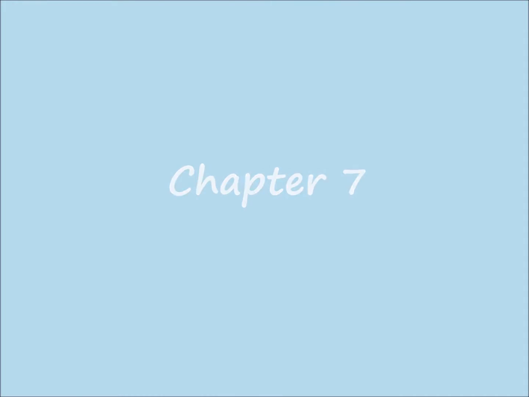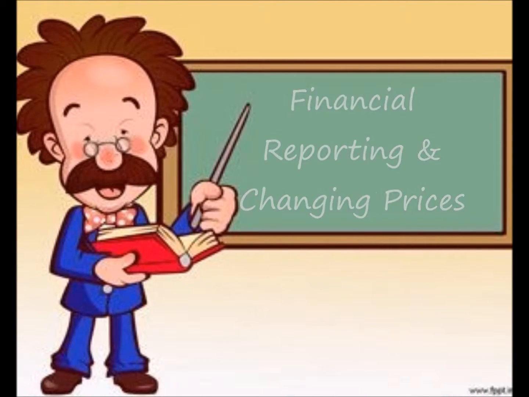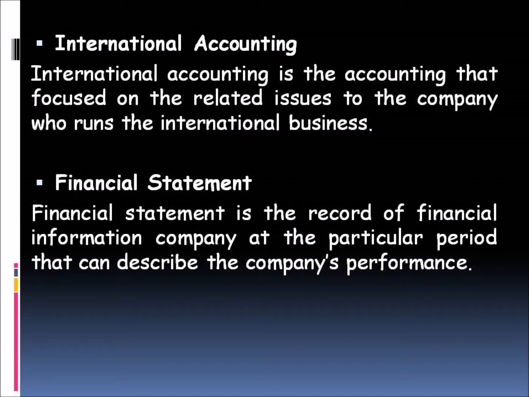Chapter 7 Financial Reporting and Changing Prices. International Accounting. International accounting is the accounting that focuses on the issues related to a company that runs international business. Financial Statement. A financial statement is the record of a company's financial information at a particular period that can describe the company's performance.